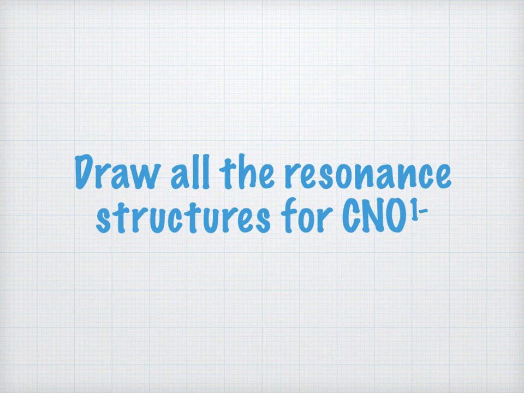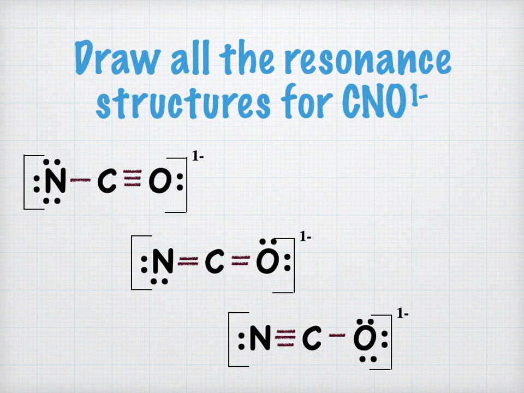Okay, so hopefully you gave it a try there. Again, the atom that can form the most number of bonds we typically put in the center, that would be the carbon. And so here are the possible structures. We can have a triple bond on the oxygen. We can have a double bond on each. We can have a triple bond on the nitrogen.